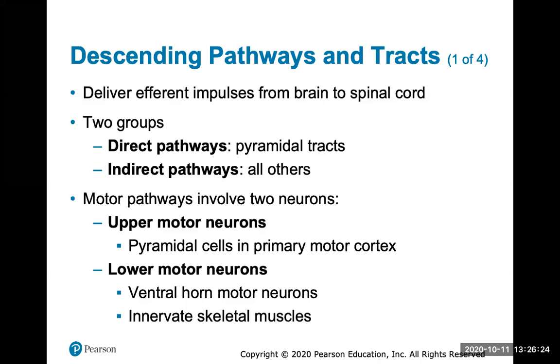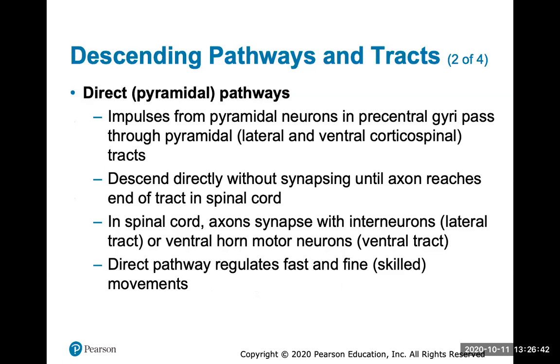Indirect is everything else. Motor pathways involve upper motor neurons, which will be cells in the primary motor cortex, because remember, we're descending back down from the brain, so these will be all motor responses. And lower motor neurons will be the ventral horn motor neurons, and they will innervate skeletal muscles. So the direct or pyramidal pathways are impulses from these pyramidal neurons in the precentral gyrus. They'll pass through pyramidal tracts.